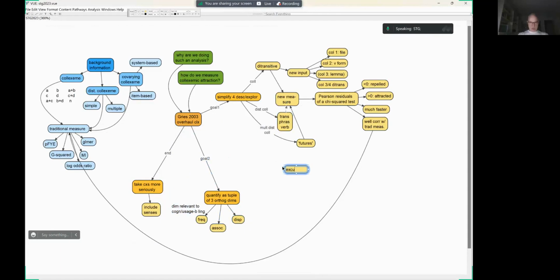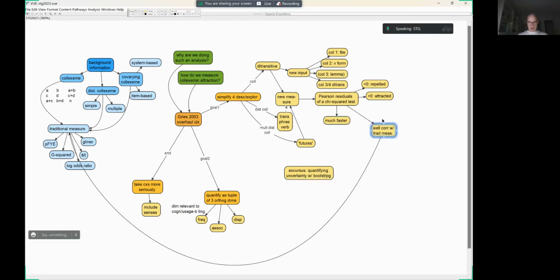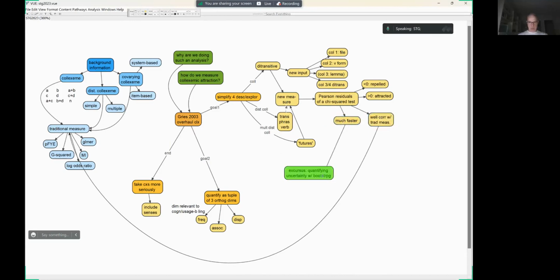So excursus 1, quantifying uncertainty with bootstrapping. And the reason why this is possible is because, well, everything is much faster now. That would have been difficult before. So this gets connected with both sides, actually. Okay, and this one, all this stuff is important.